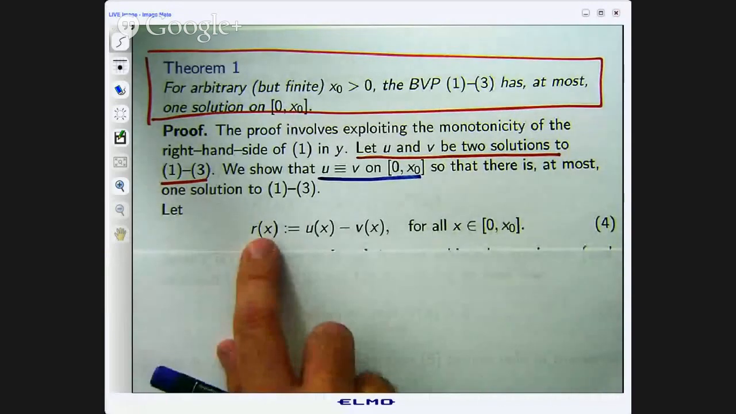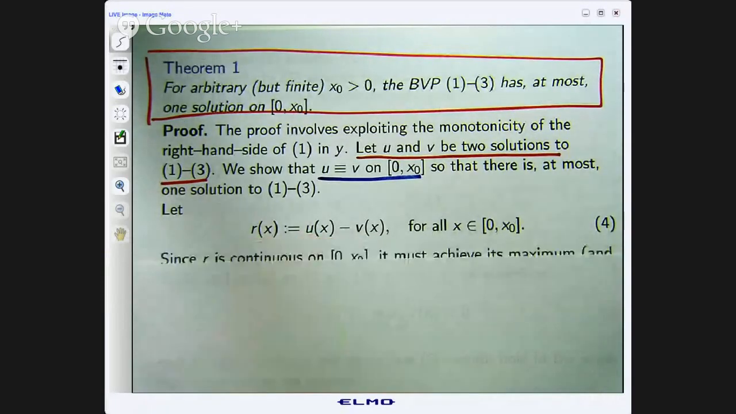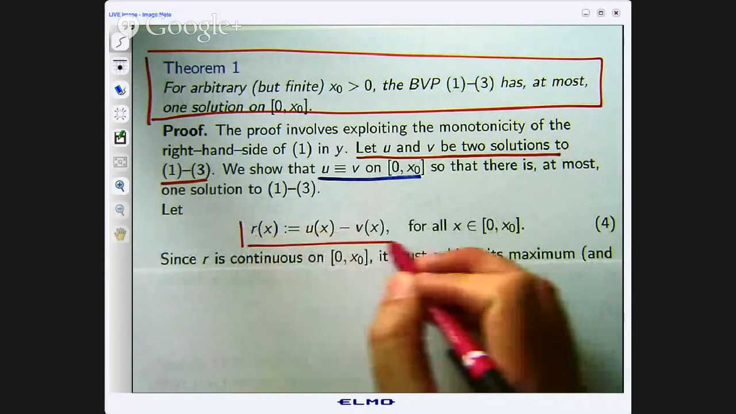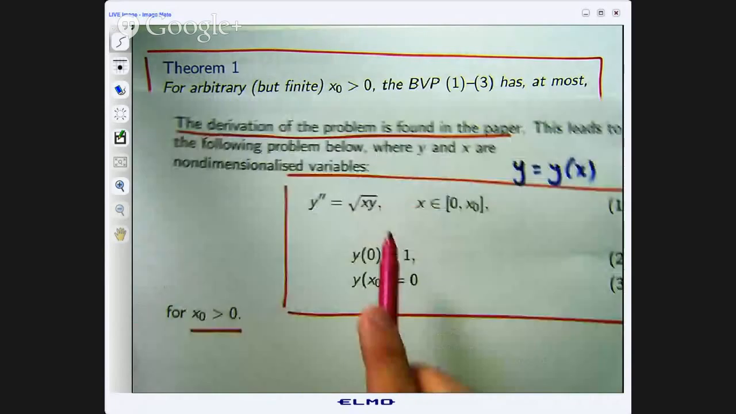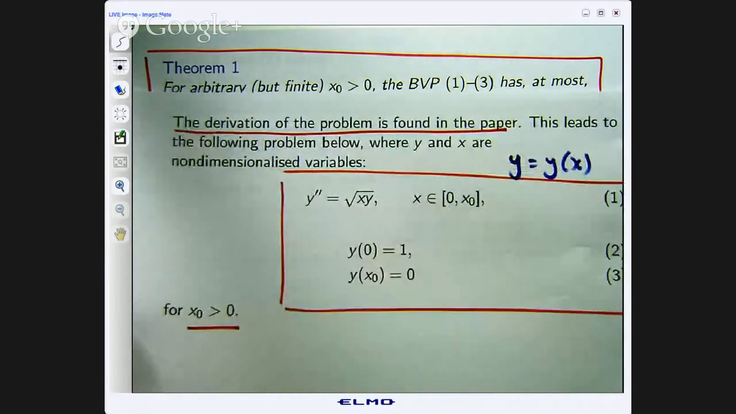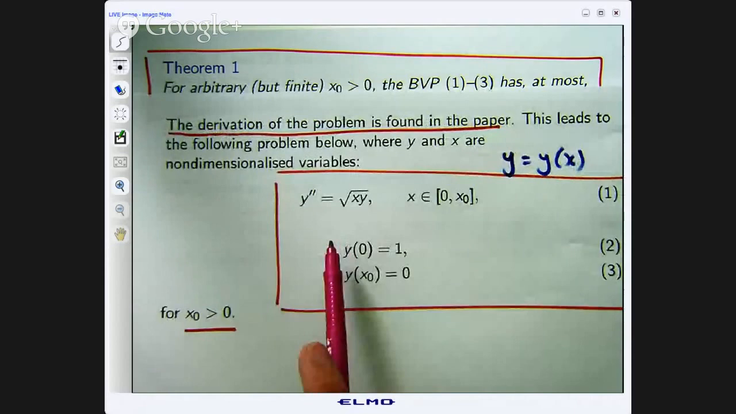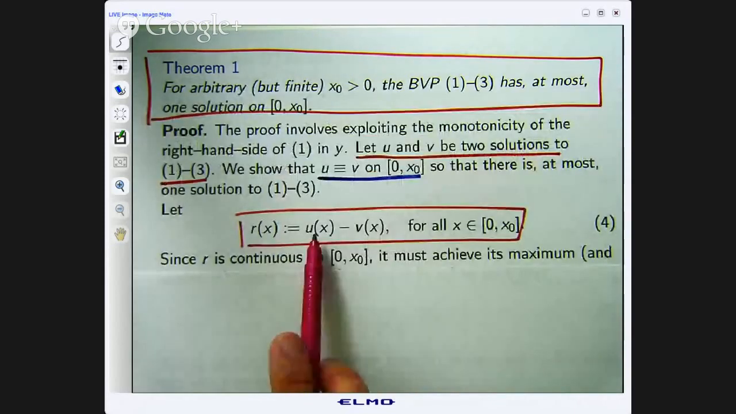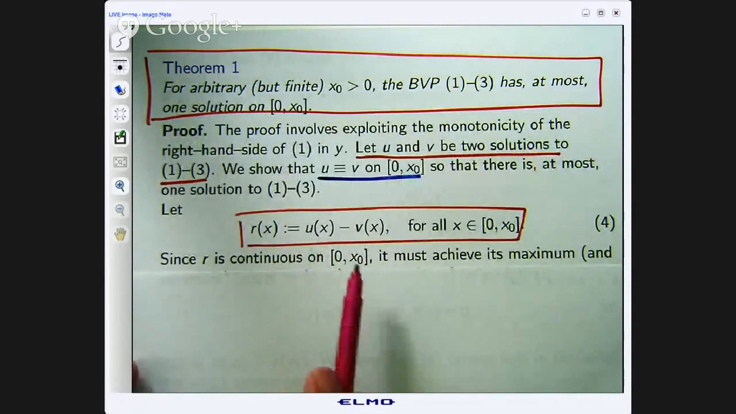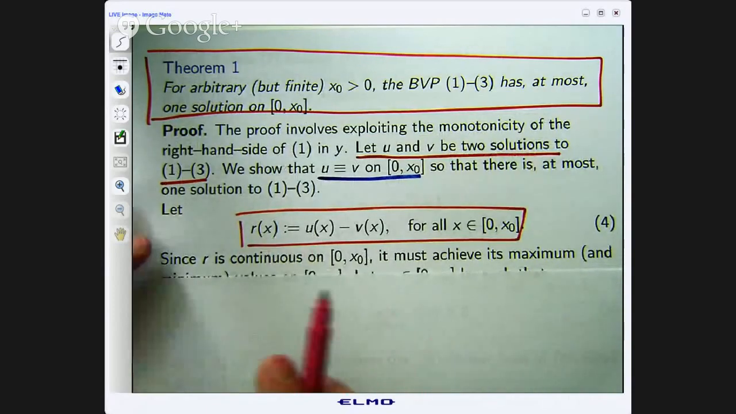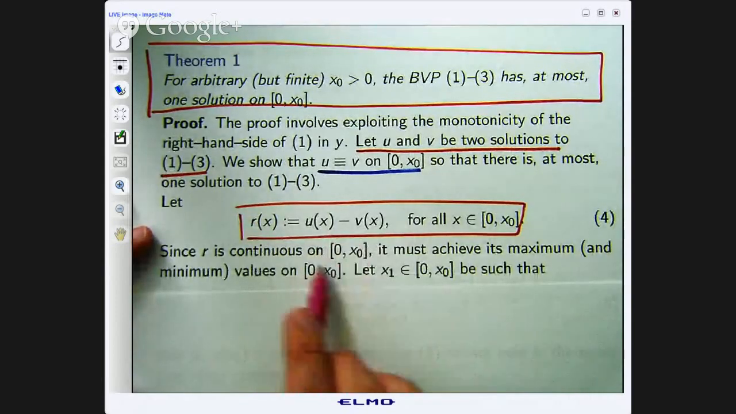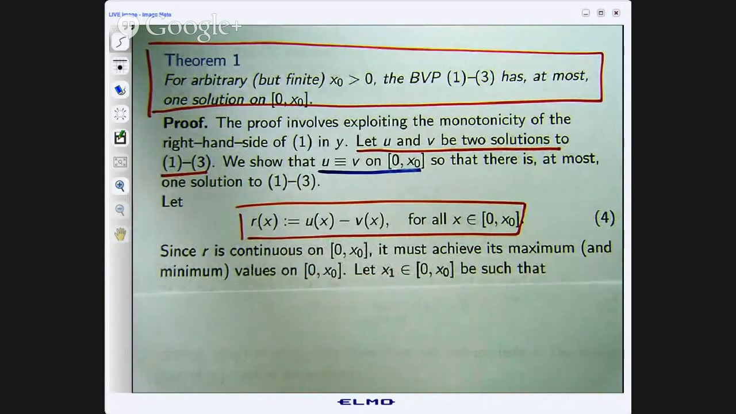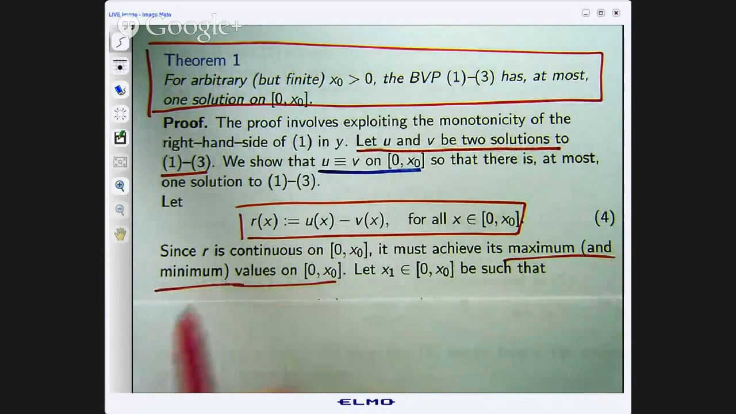So how do we do it? Well, let R be this difference here between the two functions, u and v. Because u and v are solutions to this problem, they have to be twice differentiable, and their second derivatives have to be continuous. So both u and v have to be continuous functions. So R must be continuous. Now, since R is continuous on a closed and bounded interval, it must achieve its maximum and minimum values somewhere in the interval.